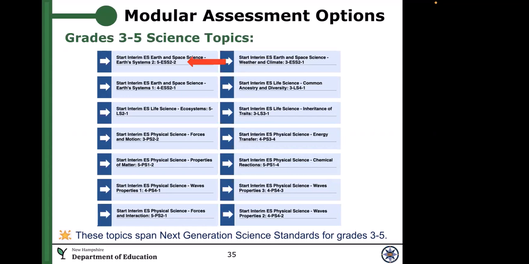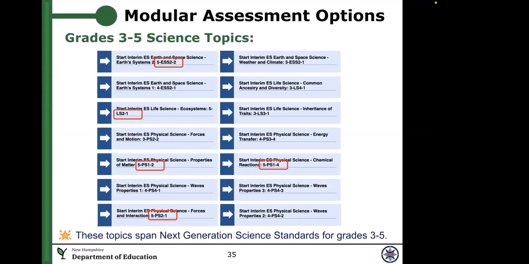But if you're looking at these, the information here, this is a 5-ESS 2-2. So that is a 5th grade science topic. This one's a 5th grade science topic. So these are all the 5th grade science topics here. But the other ones that we have here, this 4- is your 4th grade science. 3- is 3rd grade science. So anytime you're looking at this, you would be able to match it up in a 3rd or 4th grade science class for them to be able to do a science modular.